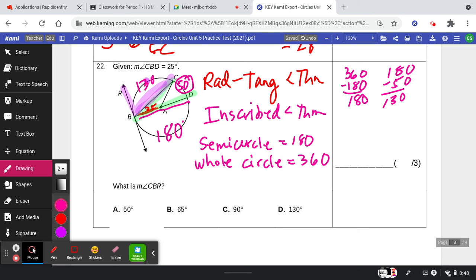Now, what is the rule for that little L-shaped looking thing? It is half of the intercepted arc. Can someone please do half of the 130 for me? And I'm going to show you where this is on that justifications page in just a second. What's half of 130? Half of 120 is 60. So half of 130 is 65. And so my answer is B.